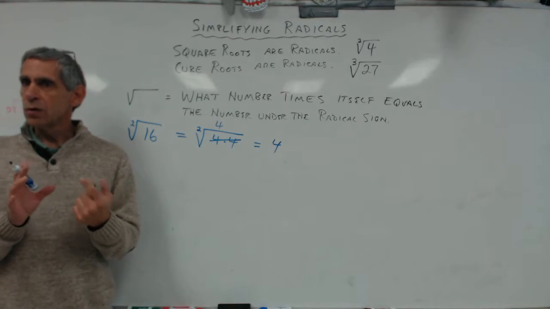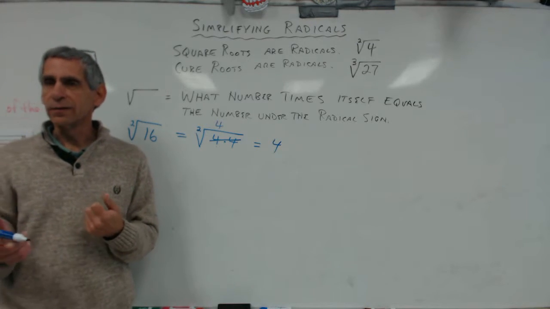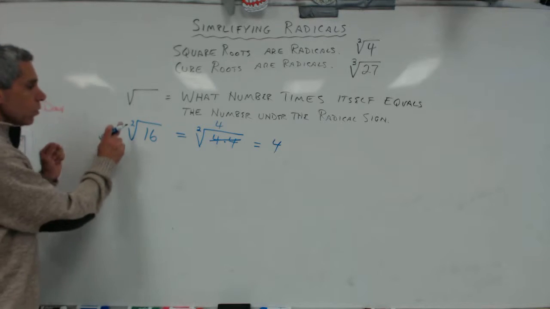It's probably close to pi, so 3.1, but it's not that. It's not exactly that. See? So what if I did this though?